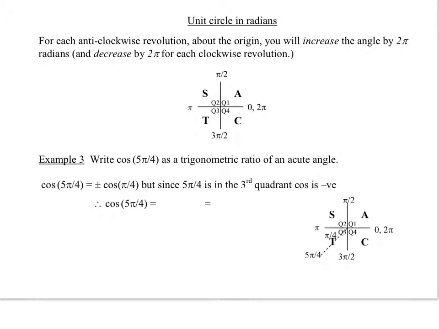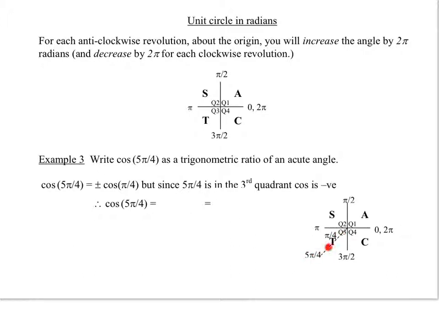Okay, in this example, example 3, we're asked to write the cosine of 5 pi over 4 as a trig ratio of an acute angle. Now, cosine of 5 pi over 4 is somewhere over here. We know that because 4 pi over 4 is the same as pi, and we're just over that, down here.